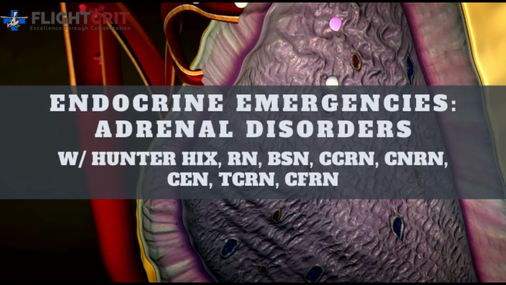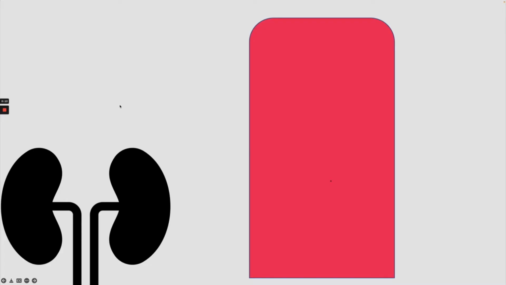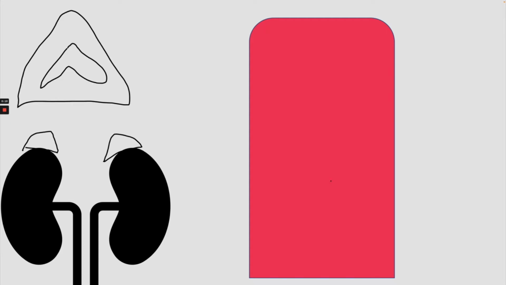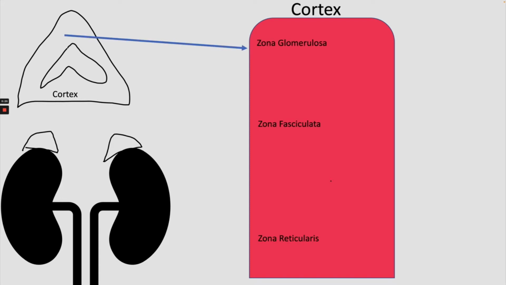So let's get started. A little bit of A&P to start. Remember, there's two adrenal glands that sit on top of our kidneys. Those adrenal glands have an inner and outer layer, the inner being the medulla, the outer layer being the cortex. The adrenal cortex then has three layers within it. We have the zona glomerulosa, zona fasciculata, and zona reticularis.